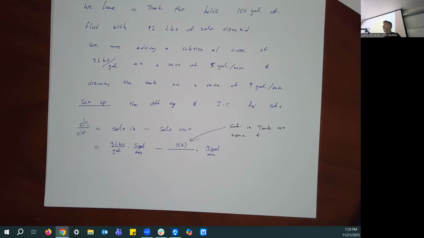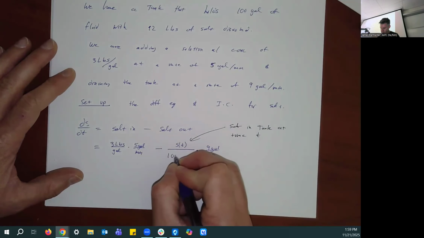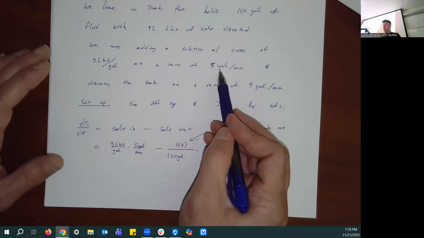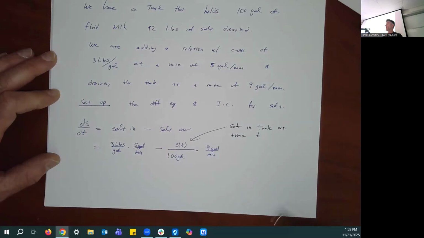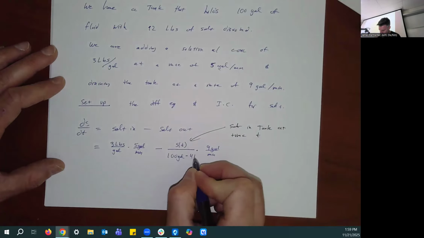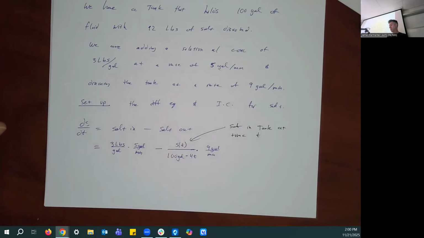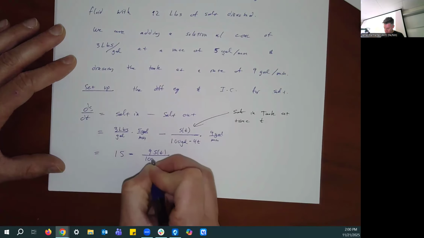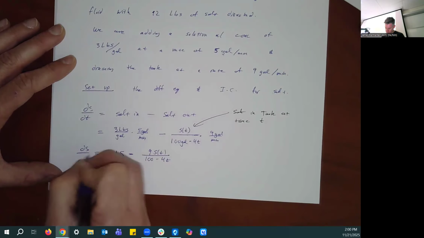And in this problem, the volume is changing because we're putting in and taking out a different amount of volume every minute. So we're starting off with 100 gallons of volume, and then we're adding 5 gallons every minute, but we're losing 9 gallons every minute. So every minute we are losing a net of 4 gallons. So we're subtracting 4t. And then you could rewrite it without any of the units. So it would be equal to 15 minus 9 S of t over 100 minus 4t. That would be your differential equation without any of the units.